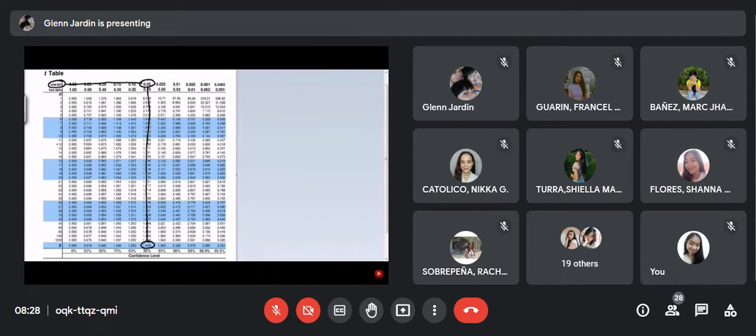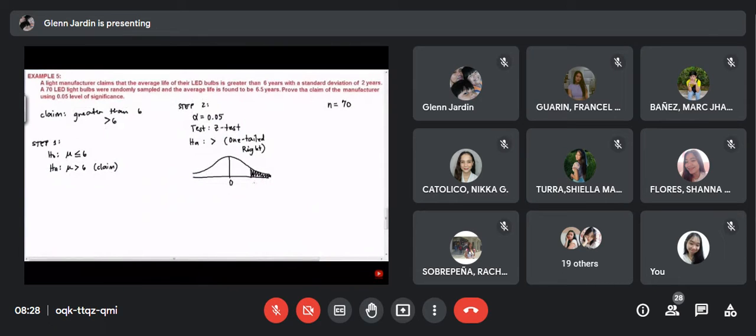Hindi na natin hanapin yung naman to. So, 1.645. So, this one is 1.645 positive kasi nasa kanan. Pag negative, less than, kaliwa. Negative siya. Okay? So, ang ating critical value dito, guys, ay isa lang, which is 1.645. So, again, next step is step 3.